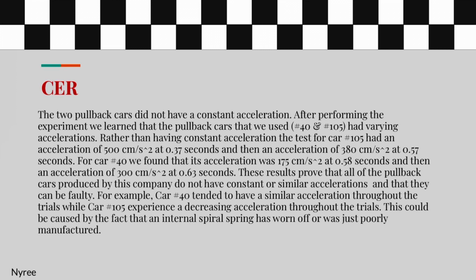These results prove that all the pullback cars produced by this company do not have constant or similar accelerations, and that they can be faulty. For example, car number 40 tended to have a similar acceleration throughout the trials, while car number 105 experienced a decreasing acceleration throughout the trials.